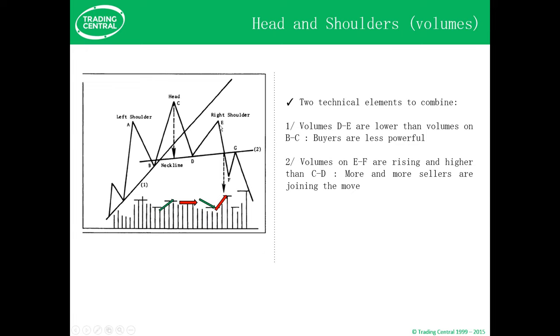So you can see that the volume from D, E to F point is rising compared with C to E point, which is flat. That means that more and more sellers are joining the move to sell the market.